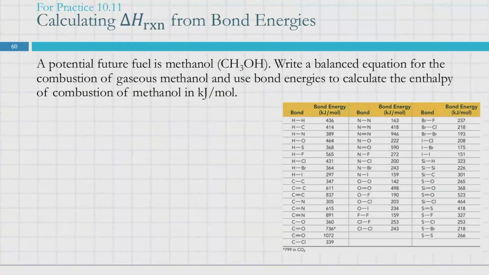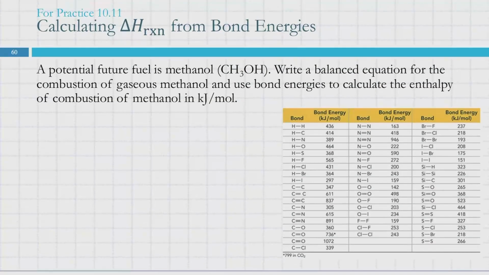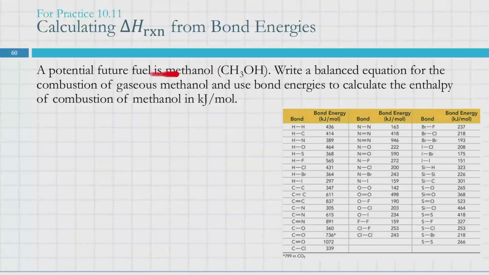A potential future fuel, maybe in the past, I don't know if this is still current, is methanol. Write a balanced equation for the combustion of gaseous methanol. Use bond energies to calculate the enthalpy of combustion of methanol in kilojoules per mole. So we're starting with methanol, CH3OH. It's a combustion reaction. It's going to react with what? Oxygen, which exists as a gas.